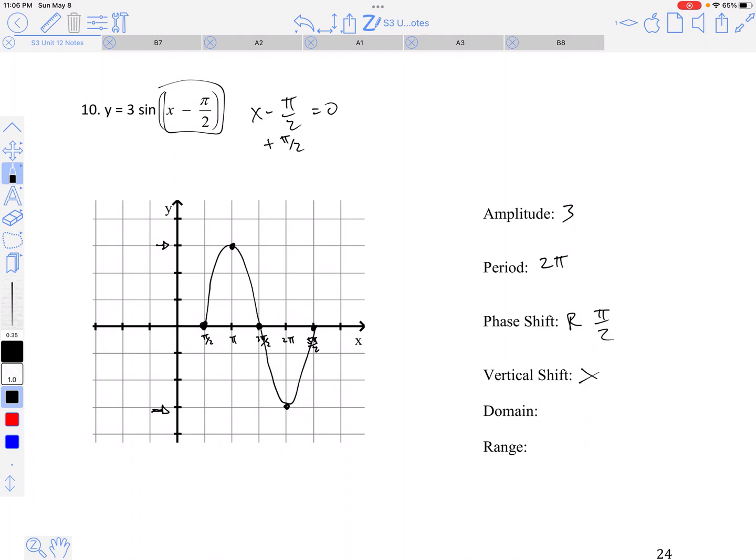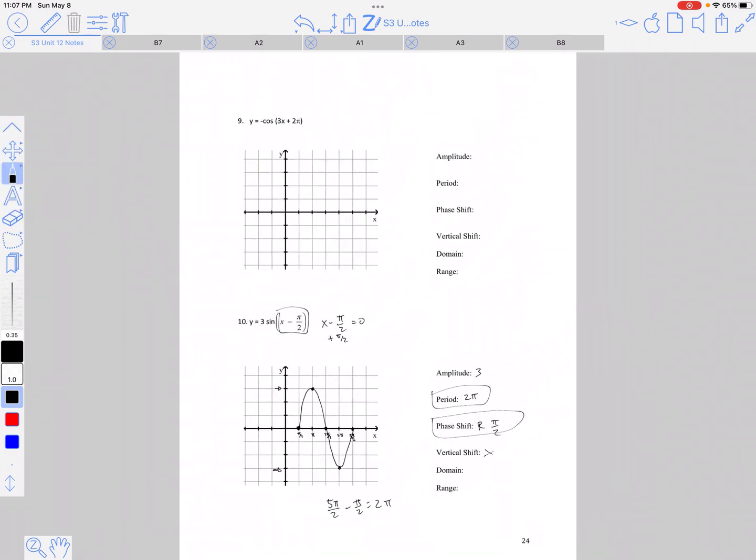Now, period didn't change. It still takes us 2 pi to finish a graph. So if you think 5 halves, which is 2.5, right, minus a half is 2 pi. So 2.5 minus a half is 2 pi. So I still finished my period in 2 pi. I just had this phase shift pull me over. And my amplitude was 3.